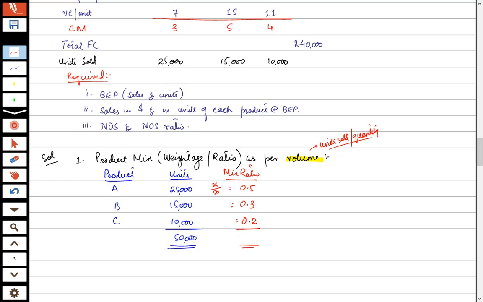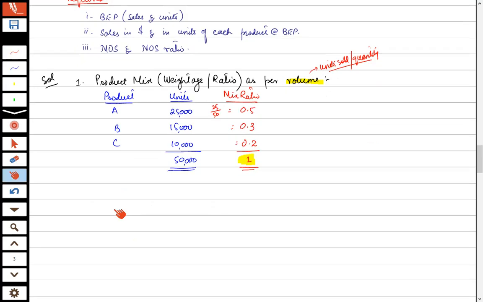And the sum of all the weightage, remember, this is the key. To ensure whether you have calculated it right or not, the sum of all weightage will always be 1. If it is 1, then your answer or your weightage or mix ratio is correct. Otherwise, it is wrong. So, this was the first step.